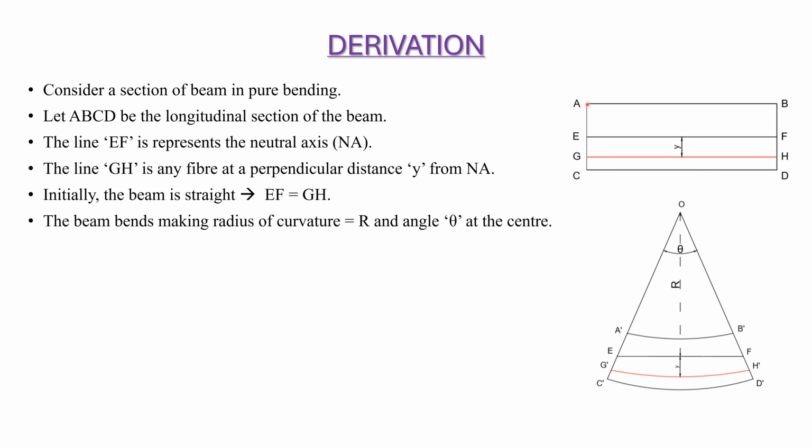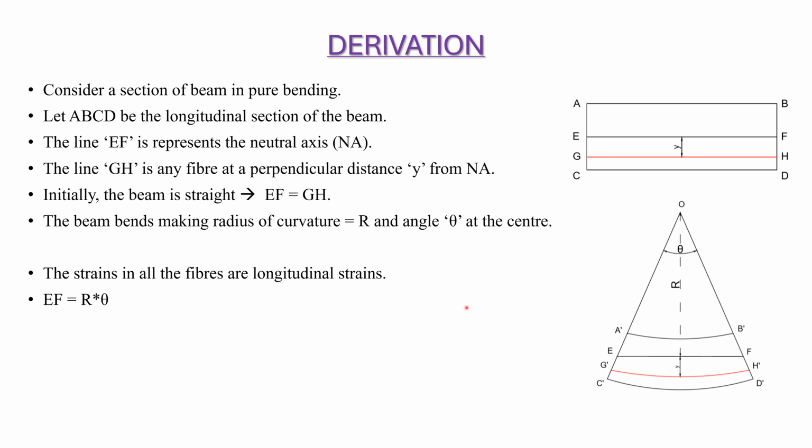Then this fiber AB becomes A dash B dash. EF remains EF because this is the fiber which is at the neutral axis and there is no change in its length. And GH fiber becomes G dash H dash and CD becomes C dash D dash. Remember, the strains in all the fibers are longitudinal strains. We saw one more assumption in the previous slide, that is Poisson's effect is neglected, means there are no transverse strains in these fibers. These are all the longitudinal strains.